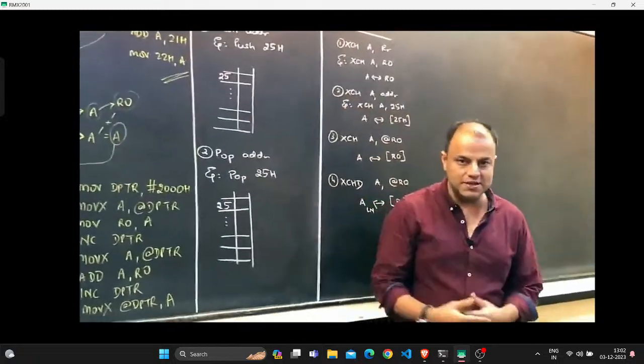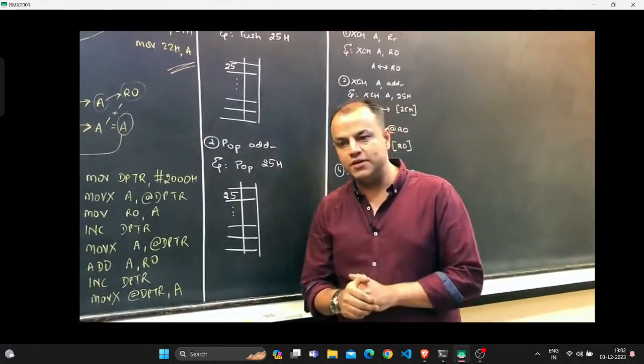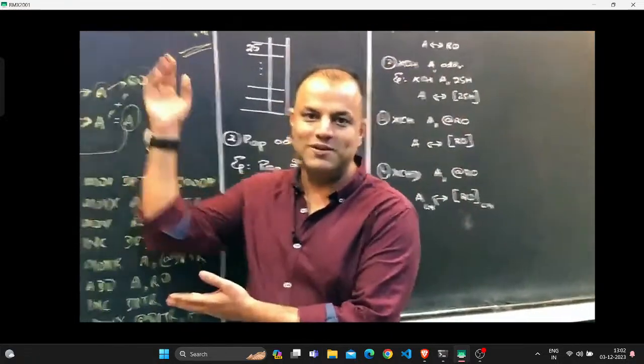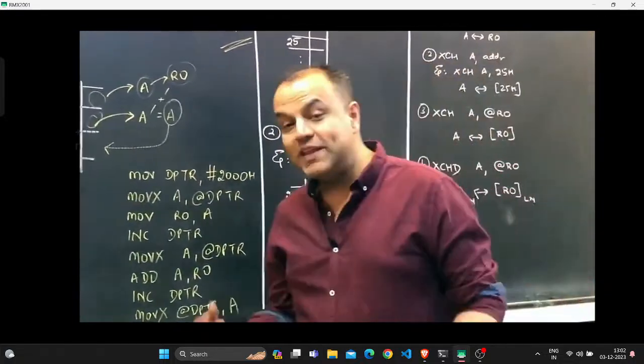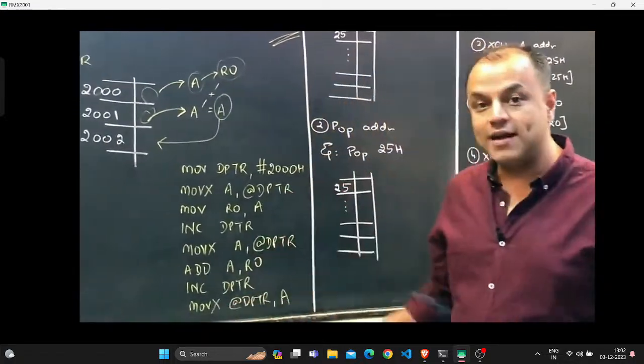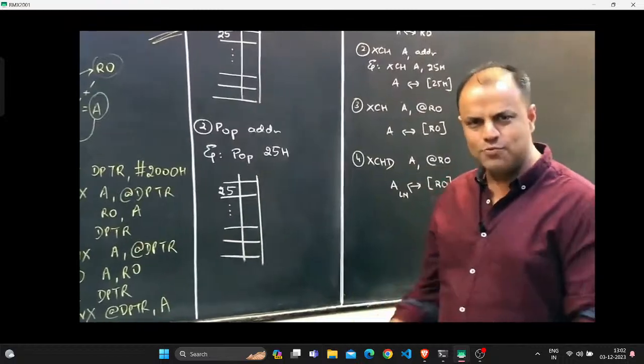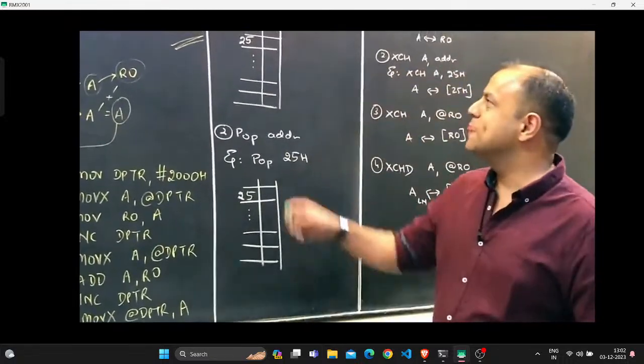So that's what I'm saying. When you get a question in the exam, watch out which memory is being used. If nothing is mentioned, it's your choice. Obviously, you'll do it with internal RAM. But if they have said external RAM, then you've got to understand how to use external RAM. So this was the first one. As you do more and more programs, you'll get more and more comfortable with it.